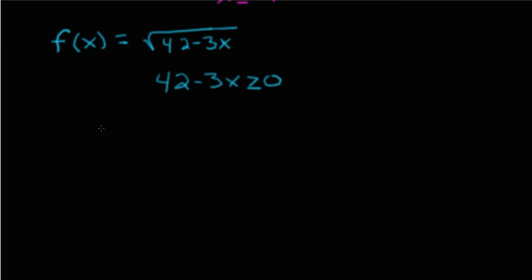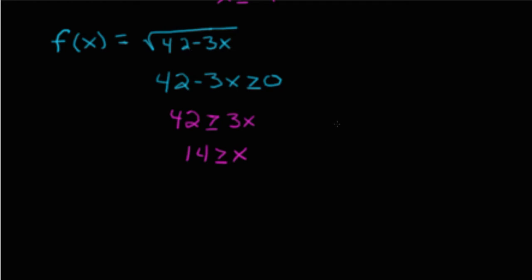or else our square root would be negative, and then we'd get an imaginary number. So if we add 3x to both sides of this equation, we get 42 is greater than or equal to 3x. Divide both sides by 3, and then we get 14 is greater than or equal to x. So that means that x can be equal to 14, but it can't be greater than 14, otherwise we would have a negative number here.